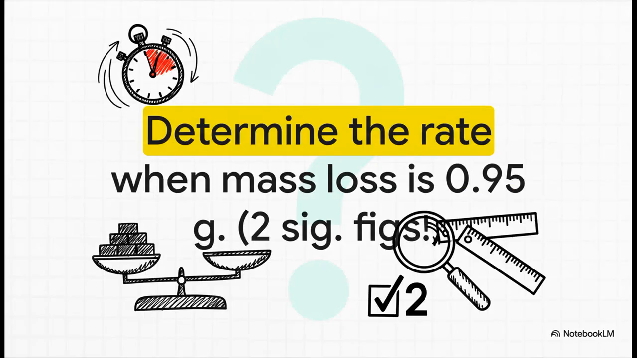And here's the task. Find the rate of reaction exactly at the point where 0.95 grams of mass have been lost, and pay attention to the end of the question. Give your answer to 2 significant figures. So many people lose a mark because they miss instructions like that. Don't be one of them.